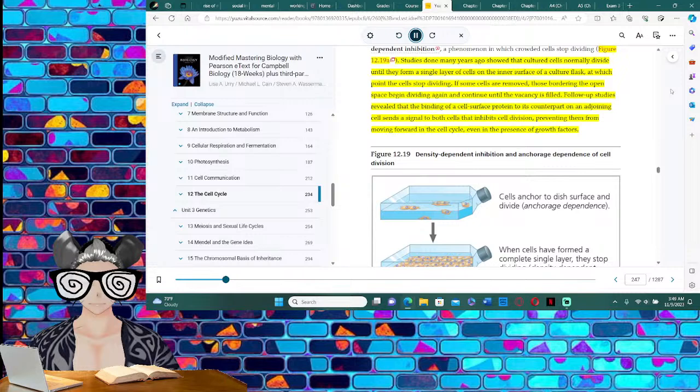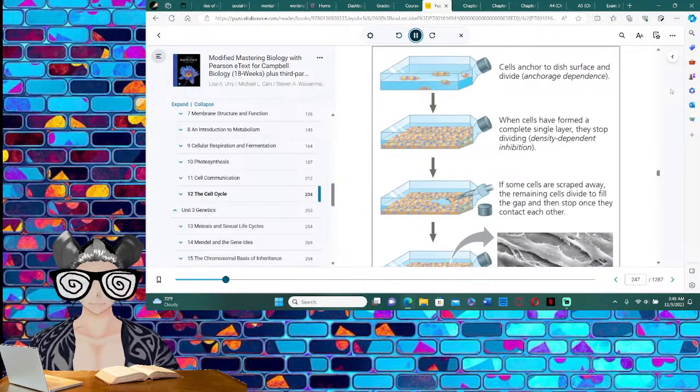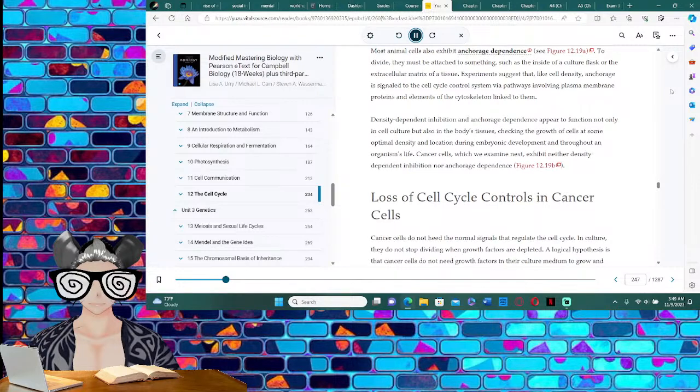Follow-up studies revealed that the binding of a cell surface protein to its counterpart on an adjoining cell sends a signal to both cells that inhibits cell division, preventing them from moving forward in the cell cycle, even in the presence of growth factors. Figure 12.19, density-dependent inhibition and anchorage dependence of cell division. Individual cells are shown disproportionately large in the drawings. Figure 12.19 full alternative text.